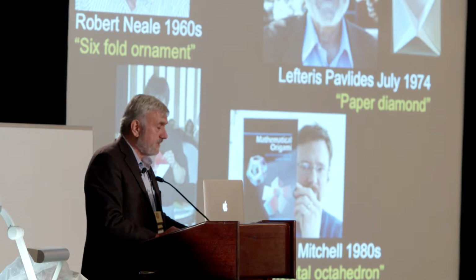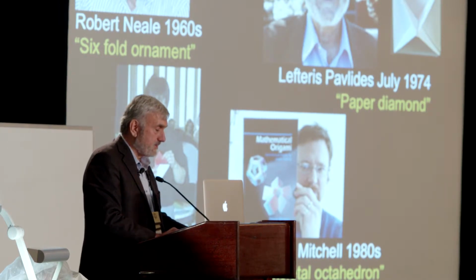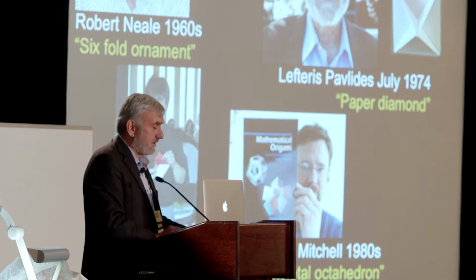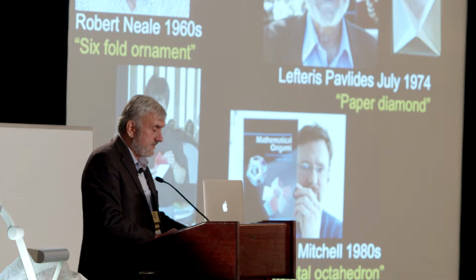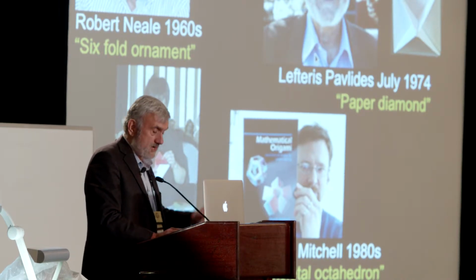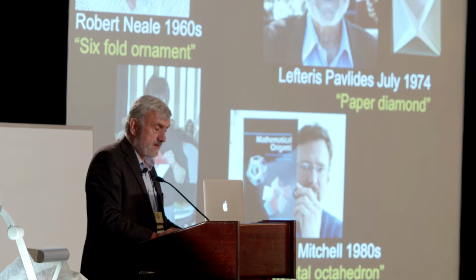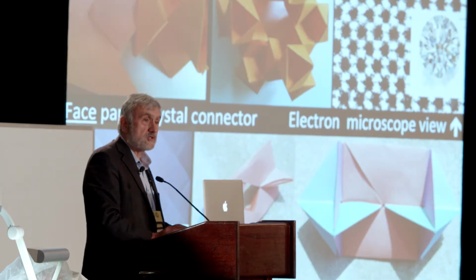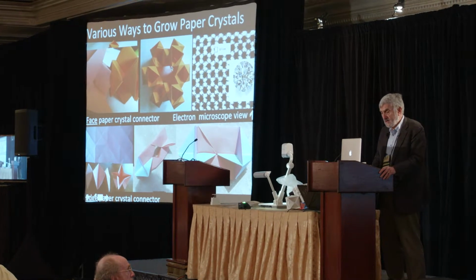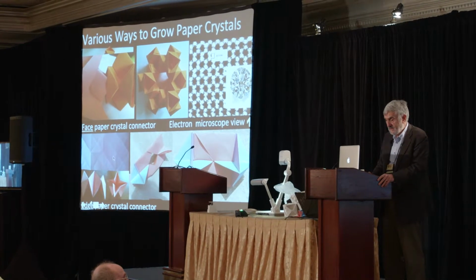So Robert Neal called it 6-fold ornament. Kiruhiko Kasahara came from origami, skeletal octahedron. I called it paper diamond because it was so hard and 6 pieces of paper. So because calling it diamond, I was stuck with the problem of how does the crystal grow. So I found different ways of growing the crystal. And actually, you can see an actual diamond and the paper version of it.